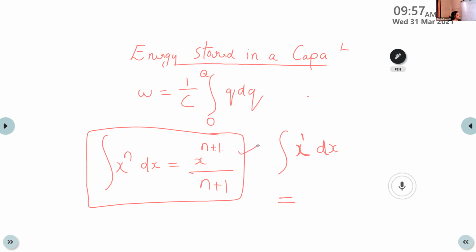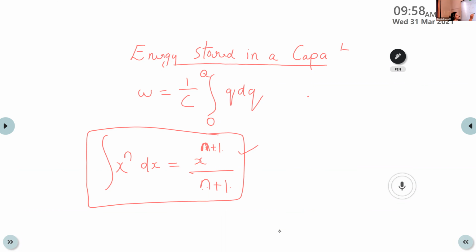Similar to this equation, x raised to n plus 1. Instead of n, here we have 1. So it becomes x raised to 1 plus 1 divided by 1 plus 1. What is the solution? x raised to 2 divided by 2. Clear? This is actually the mathematical integration.